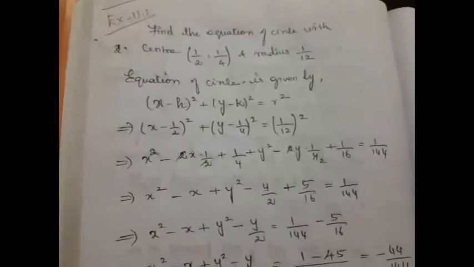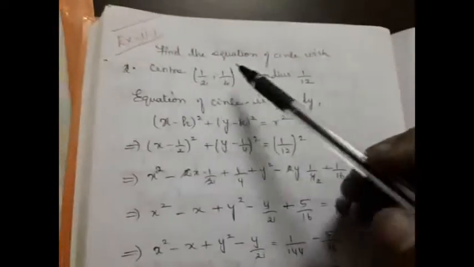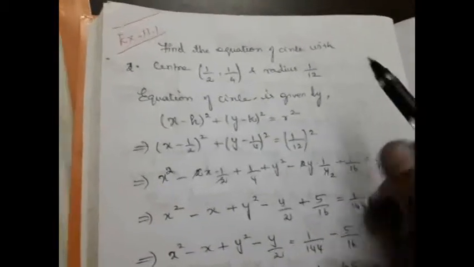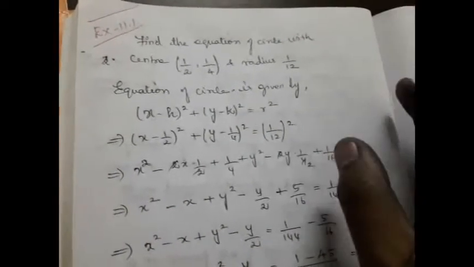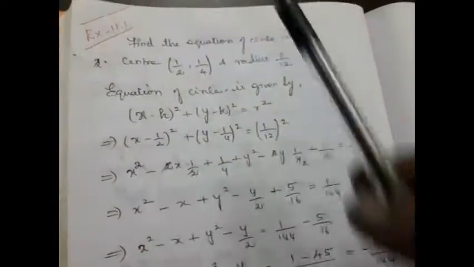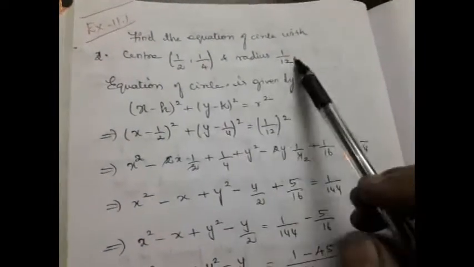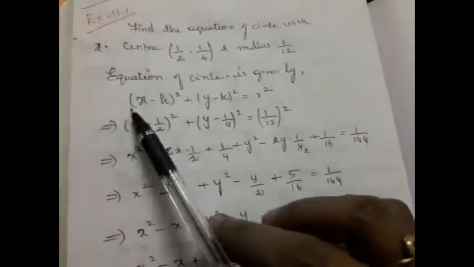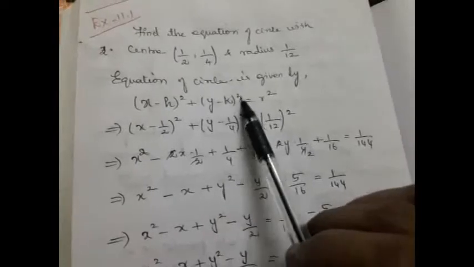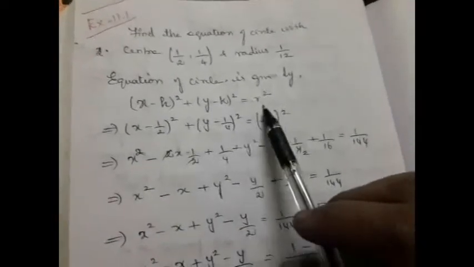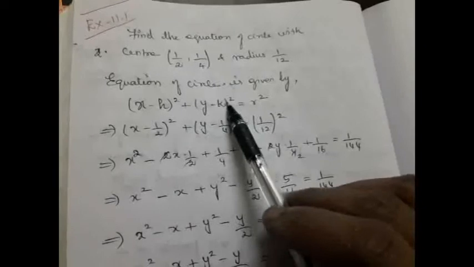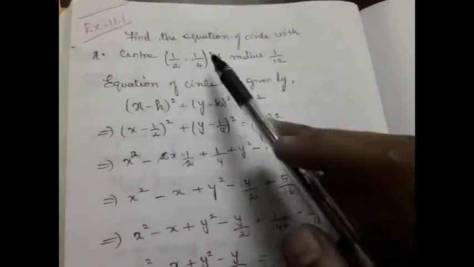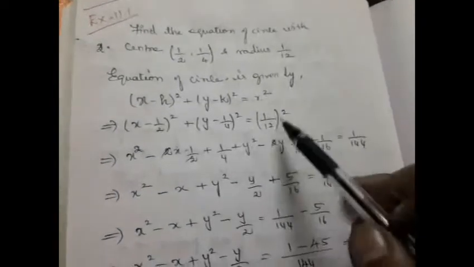Now let us solve the problems from exercise 11.1. Your first question is to find the equation of the circle with a given center and radius. They have directly given the center and the radius. I have done the third question for you. So if we know the center and the radius, what is the equation of a circle? The equation of a circle is given by x minus h the whole square plus y minus k the whole square, which is equal to r square, where h comma k is the center and r is the radius. So we have to just substitute. h is 1 by 2, k is 1 by 4 and r is 1 by 2.